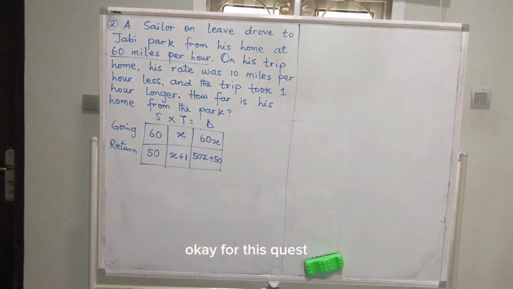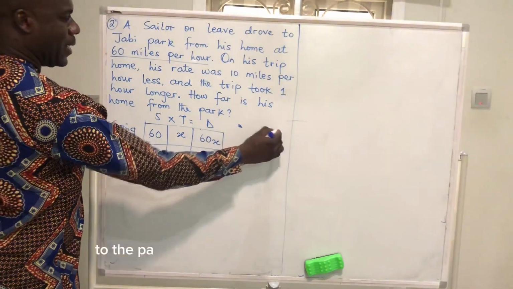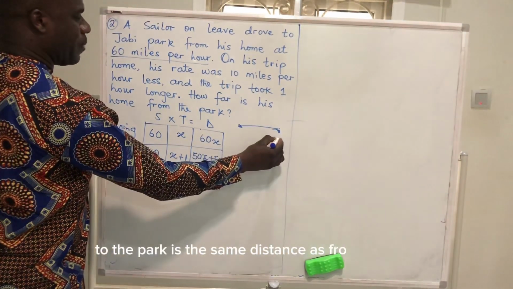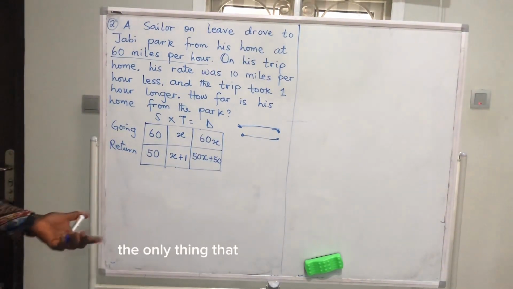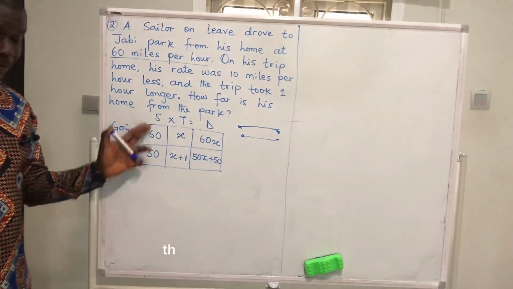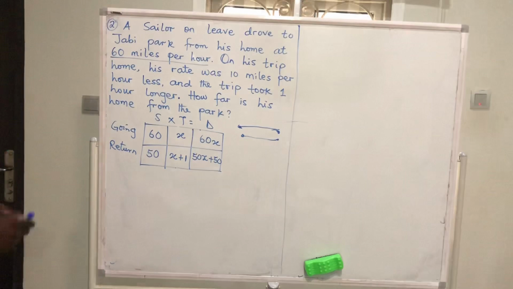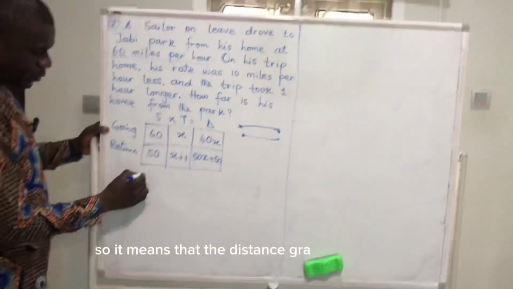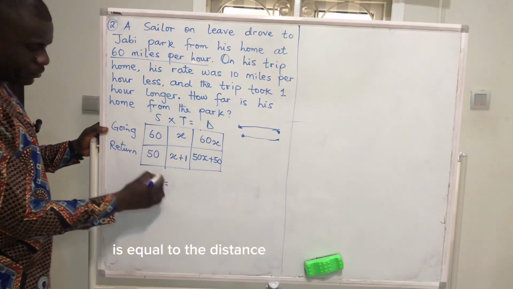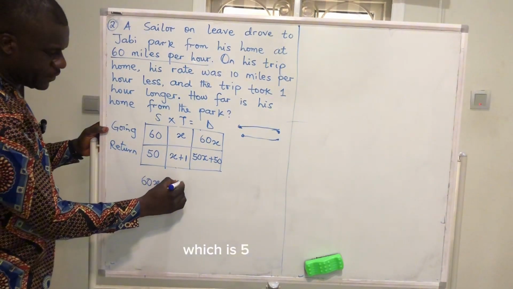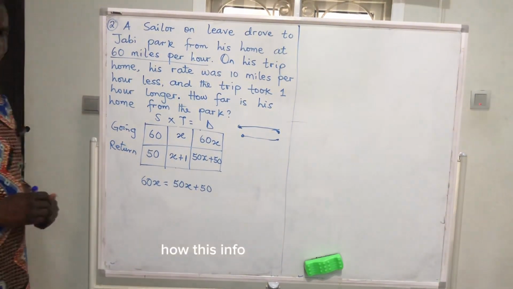Okay, for this question, the distance from this man's home to the park is the same distance as from the park back to his house. The only thing that can change is probably the man's speed or the time. The distance cannot change. So it means that the distance going, which is 60x, is equal to the distance returning back home, which is 50x plus 50. I hope this information is clear.